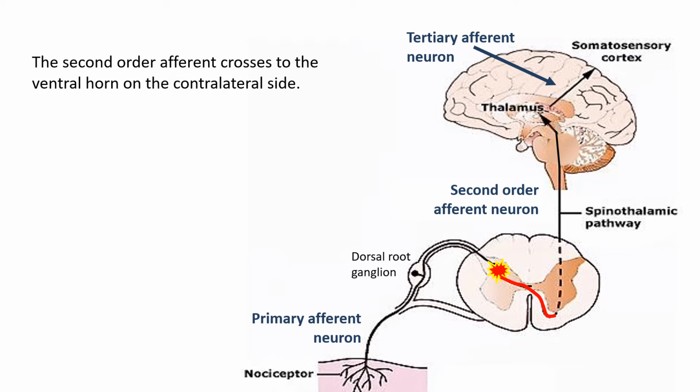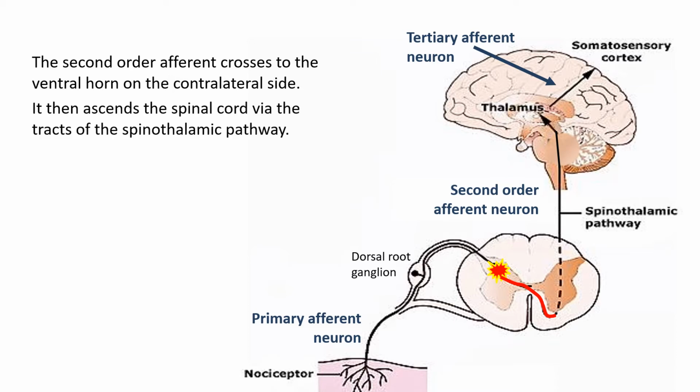Remember, it's going to leave the ventral horn. It then needs to get up to the brain. It ascends the spinal cord via tracts. Tracts are like nerves within the central nervous system. This pathway is called the spinothalamic pathway. It involves the spinothalamic tract and the spino-reticular tract.